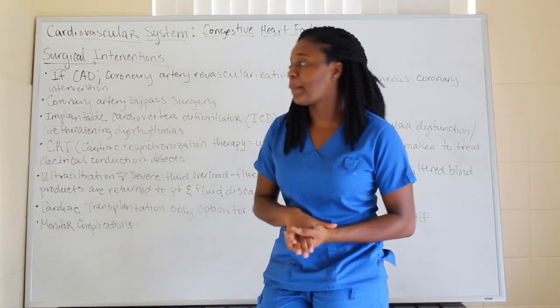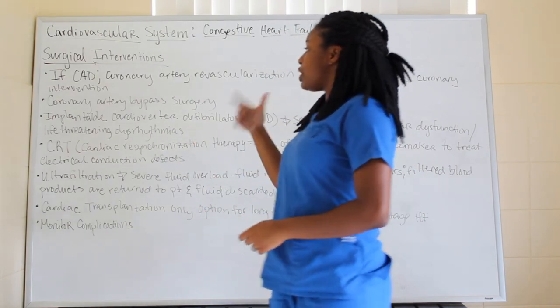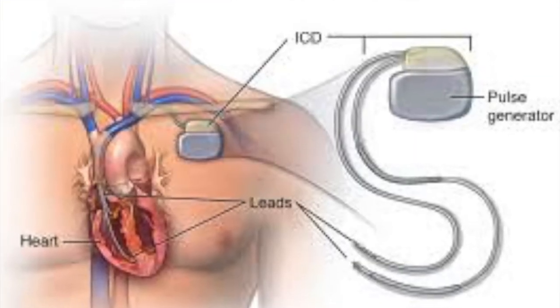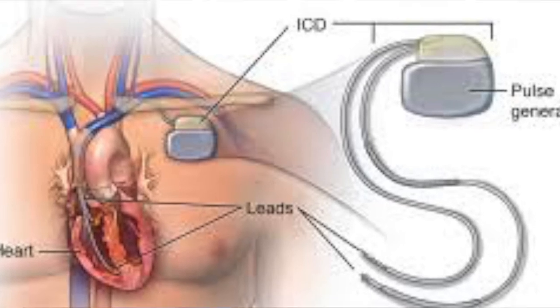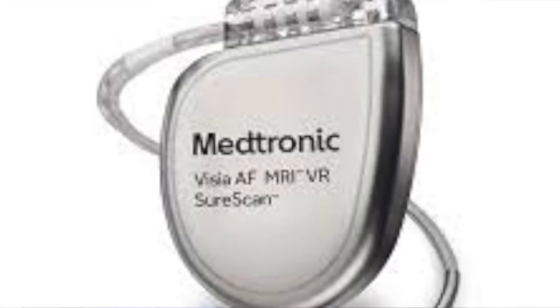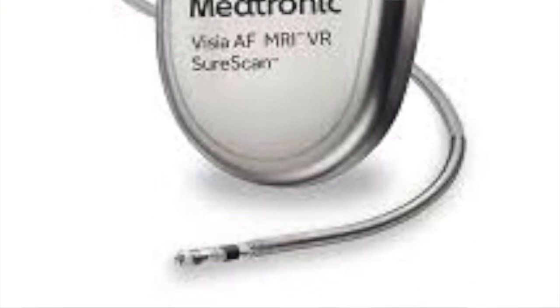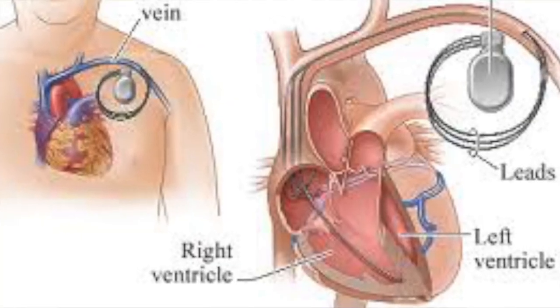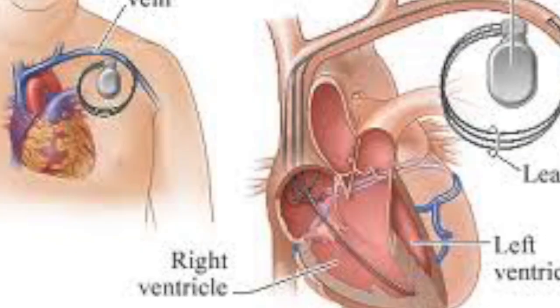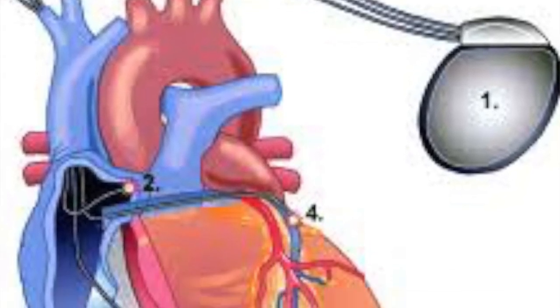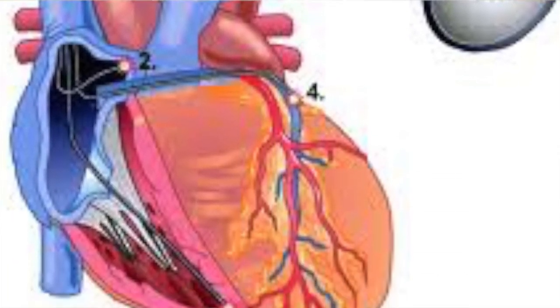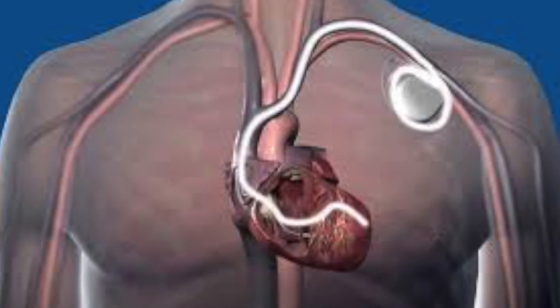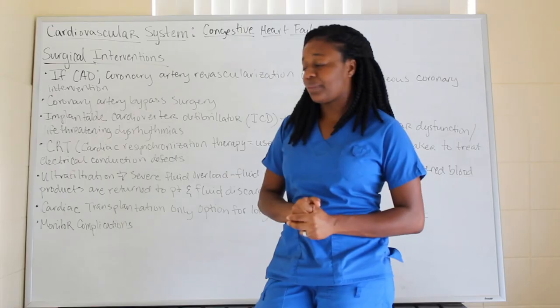Okay? So you also have your implantable cardioverter defibrillator, which is your ICD. You use that for severe ventricular dysfunction that can be life-threatening, all right? You also have your CRT, which is your cardiac resynchronization therapy. With that is the use of a biventricular pacemaker to treat electrical conduction defects, okay?